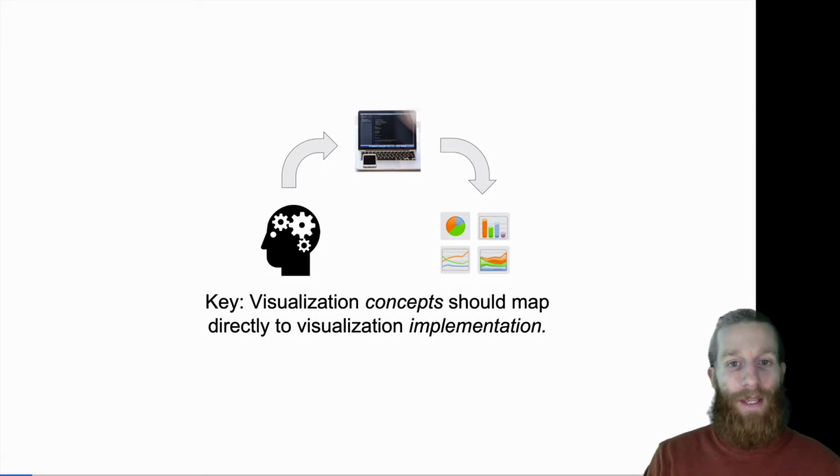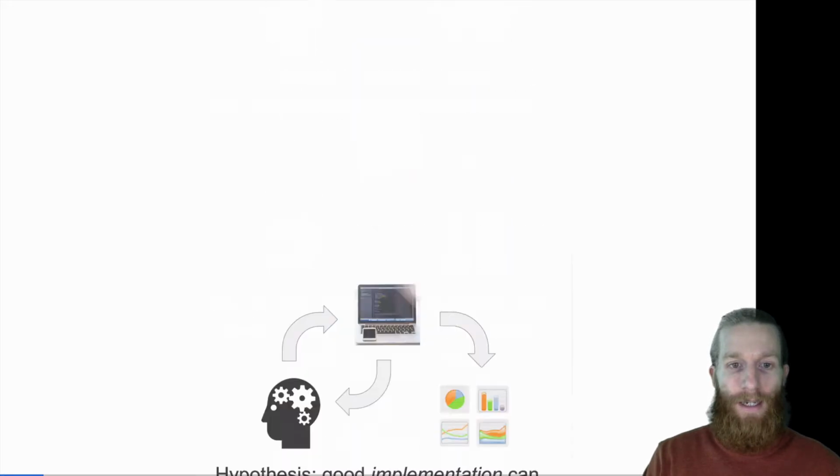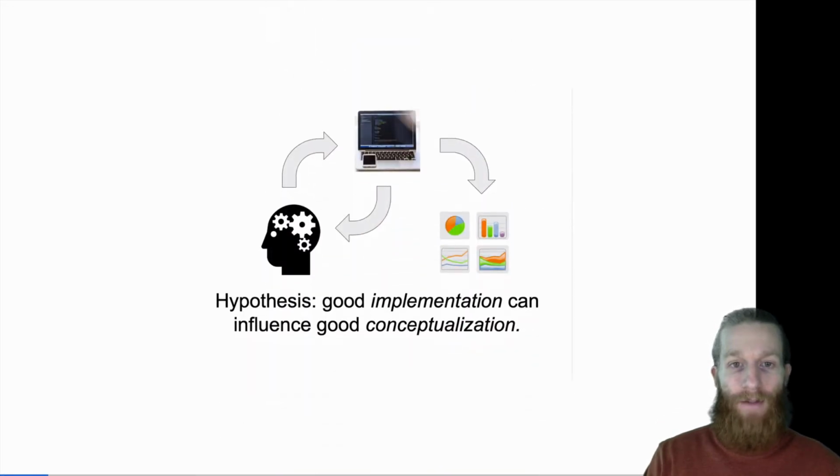So the way in which we think about and design visualization should be reflected in the way we code it up. Some would call this a grammar of graphics, and I think that would be the core idea here. The idea behind that is that if we have a good implementation, then that allows us to conceptualize well. So if the way we're writing down code aligns with the way that we're thinking about and designing visualization, then we can actually make better choices and iterate more quickly as well.